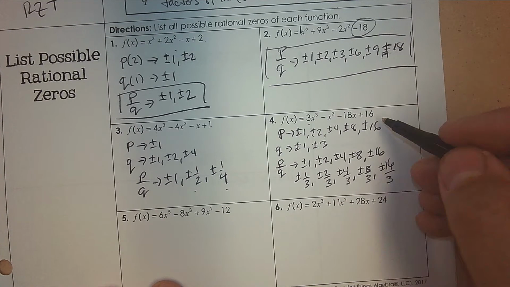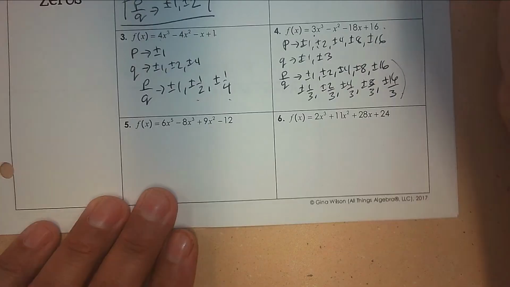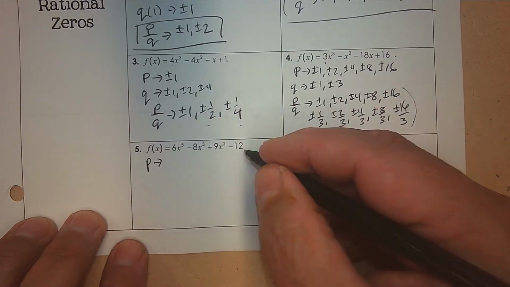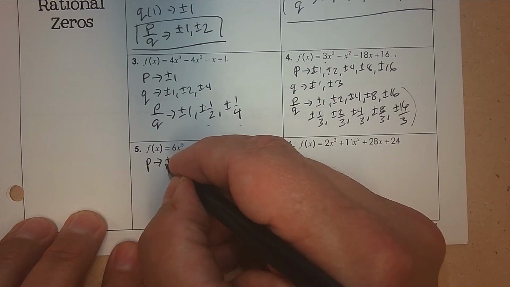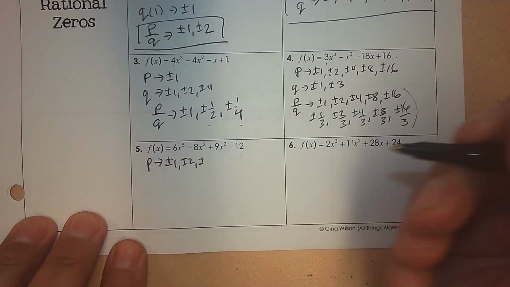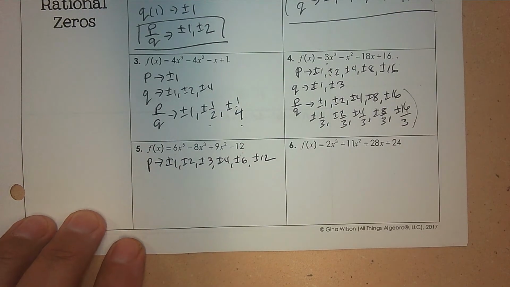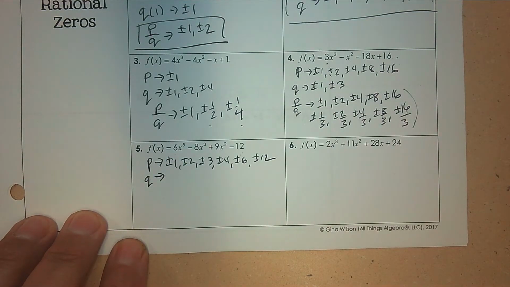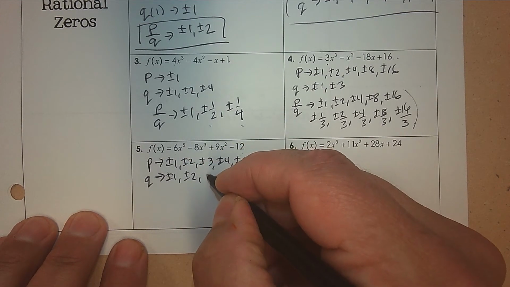If this function has a rational zero, it will be on this list. Number 5. Again, the first thing I look for is whether the leading coefficient is 1. It is not, it's 6, so I need to do the work. So first, recognize the constant, 12, and it's positive and negative. So what are all the numbers that go into 12 evenly? Write down all the numbers that go into 12 evenly. Then Q is the power term. What's the coefficient? What are all the numbers that go into that evenly? So 1, 2, 3, and 6.